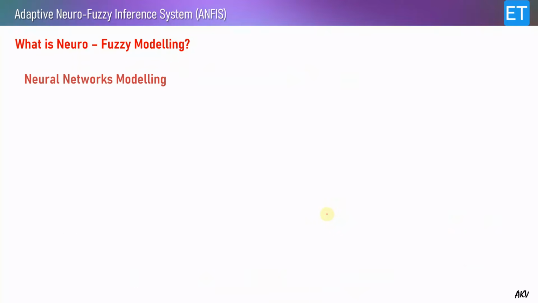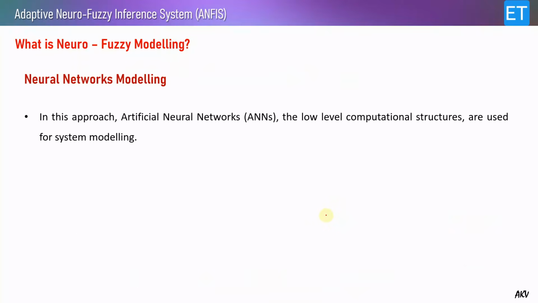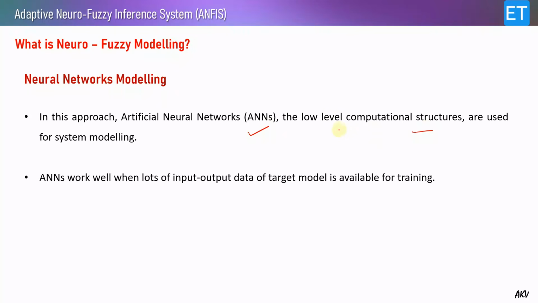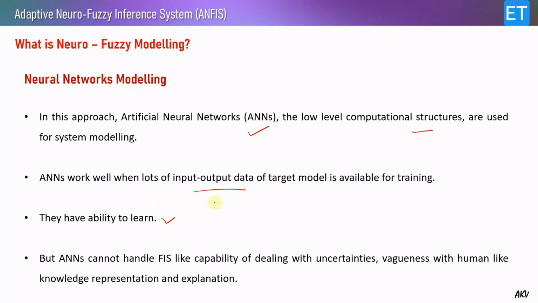Now let's see what is neural network based modeling. In this approach, artificial neural networks, which are low level computational structures, are used for system modeling. Neural networks work well when lots of input-output data for the target model is available for training. Obviously they have the ability to learn, they can change themselves, but ANN cannot handle FIS-like capability of dealing with uncertainties, vagueness, and human-like knowledge representation and explanation. That is a drawback of neural networks.